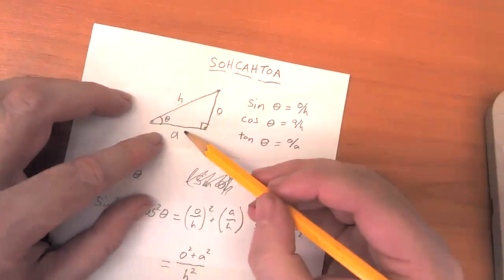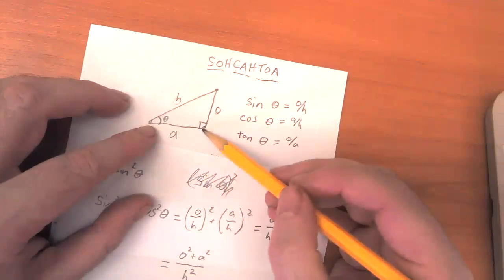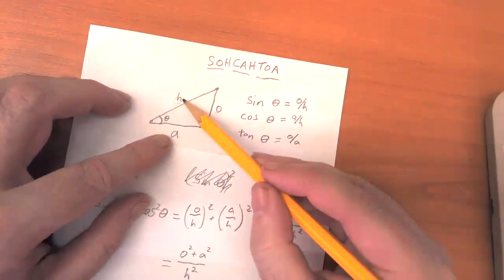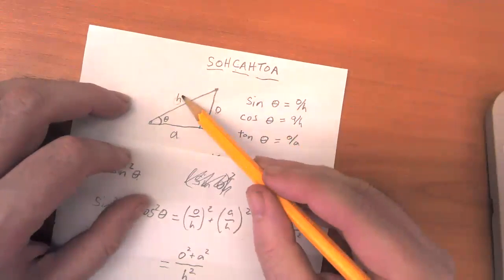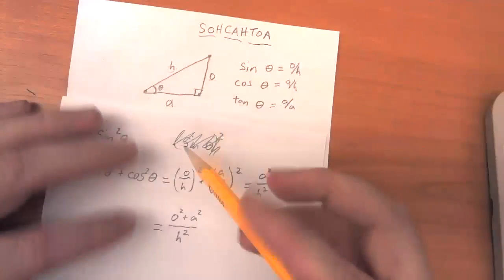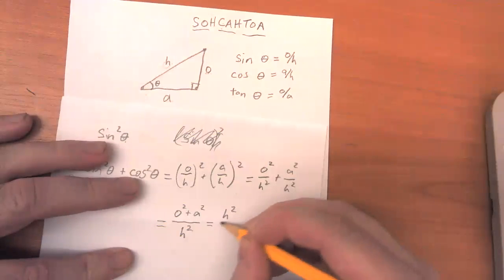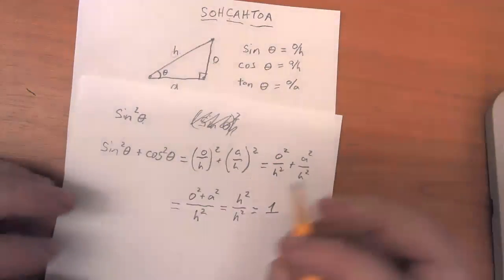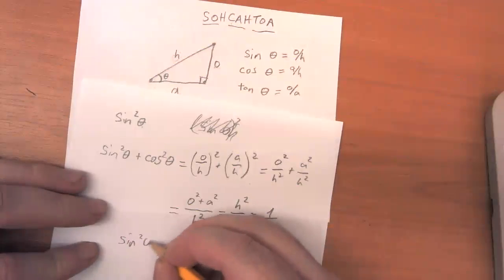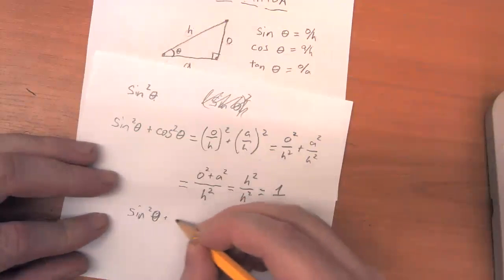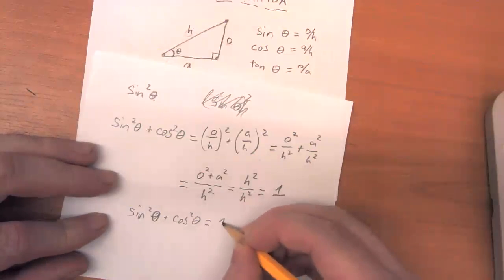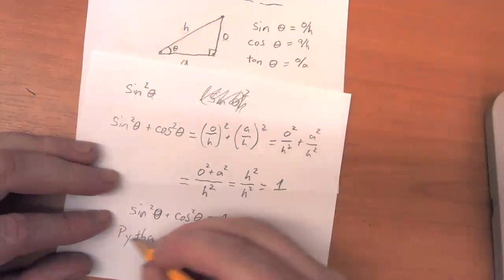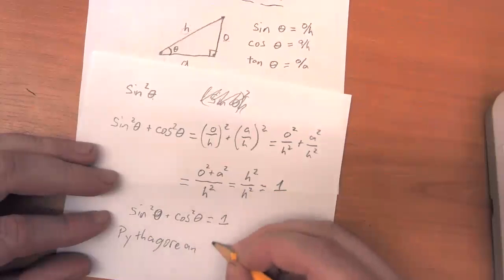If we look at this, A and O are the two legs of a right triangle, and we remember the Pythagorean theorem. A squared plus O squared is equal to H squared. That's what the Pythagorean theorem says: the square of the hypotenuse is the sum of the squares of the two legs. So this is equal to H squared over H squared, and those just cancel out. That's equal to 1 no matter what theta is equal to. So the other useful identity is that sine squared of theta plus cosine squared of theta is equal to 1. Because we use the Pythagorean theorem to solve this, we very often call this the Pythagorean identity.